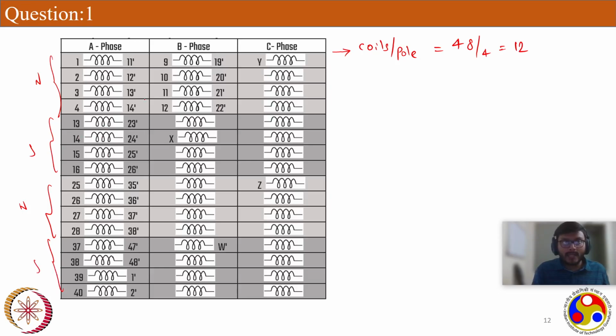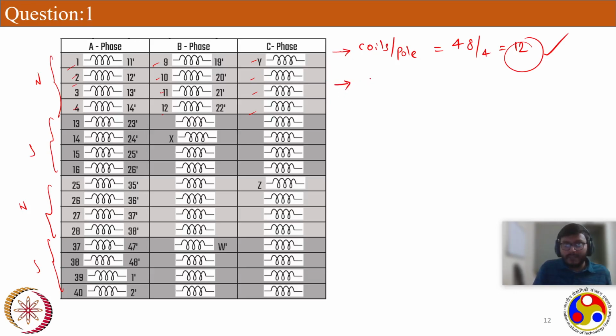Now how many coils are under each pole? This is 1, 2, 3, 4, 5, 6, 7, 8, 9, 10, 11, 12. That is also matching. This is all we want, the first inferences from the winding diagram they have given. Whatever data we can calculate from the diagram, from the information given, solves half of the problem already. If you see the questions they are asking later, it will be already solved if we do this kind of analysis now.